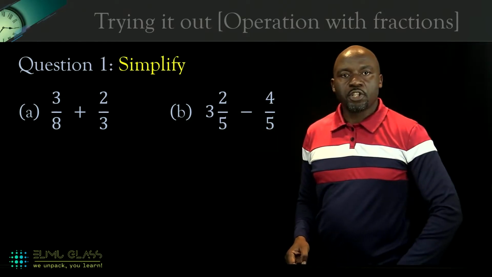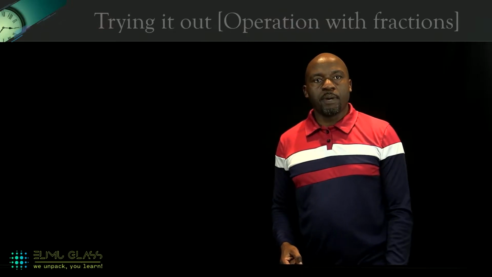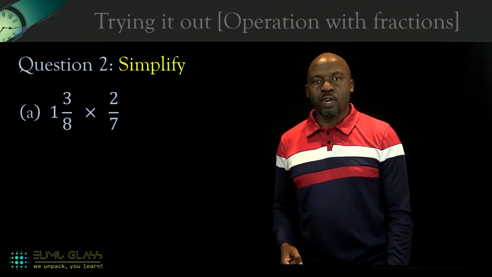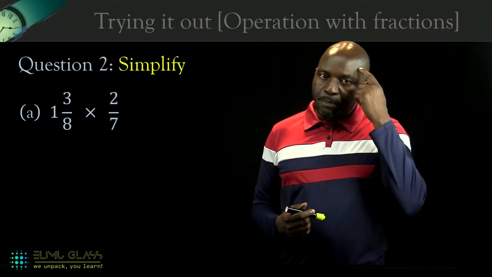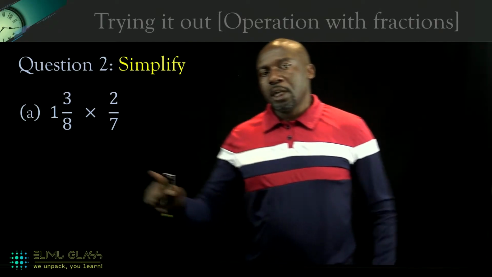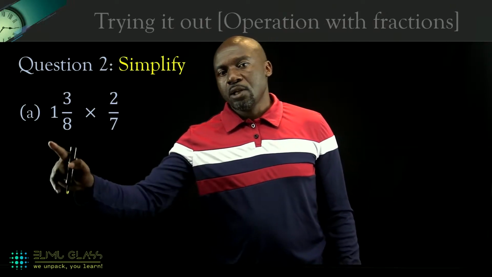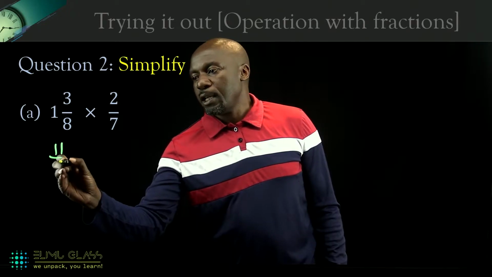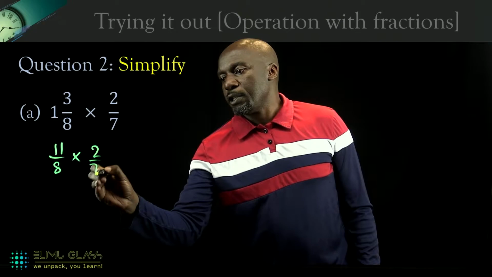Okay, so the next question should be still operations with fractions. And simplify. This time we are multiplying two fractions. The first fraction there is a mixed fraction, so we can convert quickly to an improper fraction. 8 times 1 is 8 plus 3 is 11. So we can express this as 11 over 8, and we are multiplying that by 2 on 7.